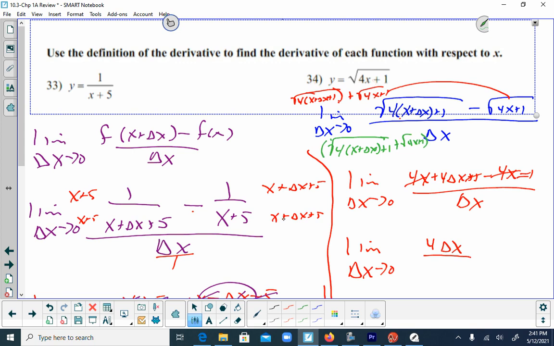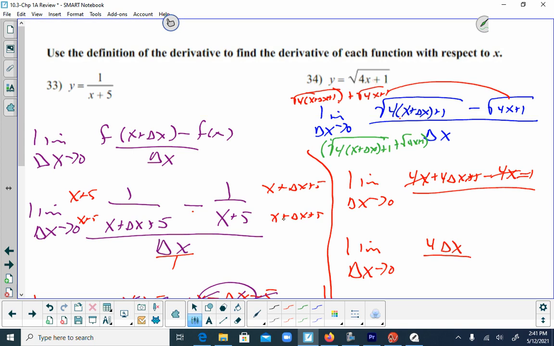So here, let me squeeze this out of the way and write that again. I'm writing this 4x. You can't stop me. I just think it's a lot to see. So square root of 4x plus 4 delta x plus 1 plus square root of 4x plus 1, and this is all times delta x. Okay, feels so much better now. And then I'm going to write that yet again, and this is times that delta x.